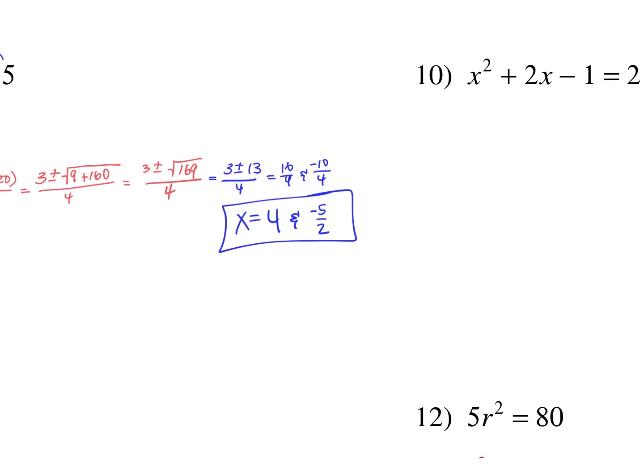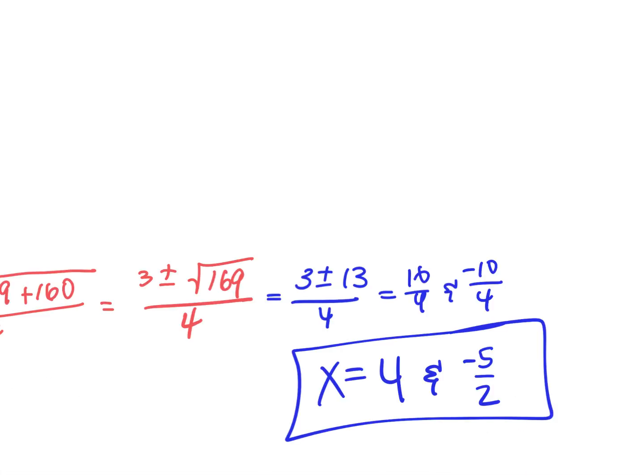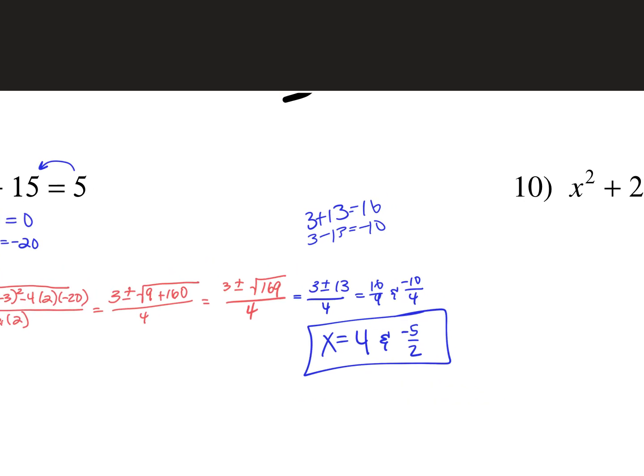Wait, I have a question. Uh-huh. You have 3 plus 13, which gives me 16. And you have 3 minus 13, which gives you negative 10. Yeah, no, you're fine. Good question.